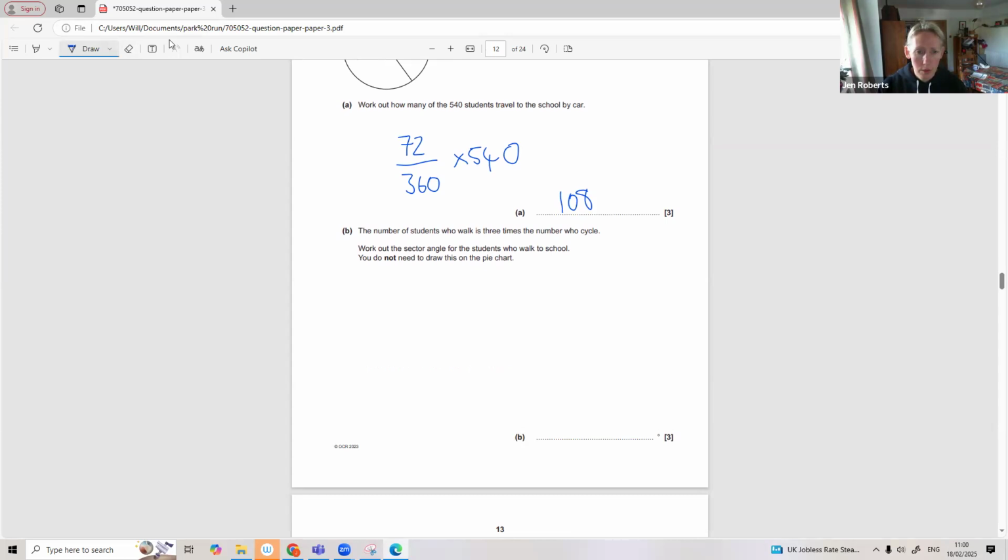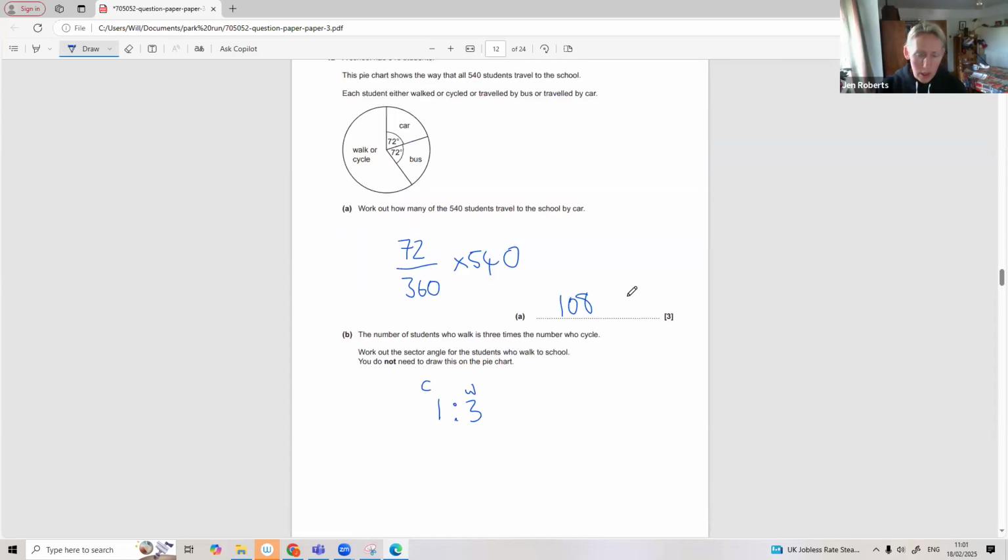The number of students who walk to school is 3 times the number of students that cycle. So I'm just going to put 1 to 3, because the number of people who walk is 3 times the number of people who cycle. Work out the sector angle for the students who walk to school. Right, we just want to know what this angle is.